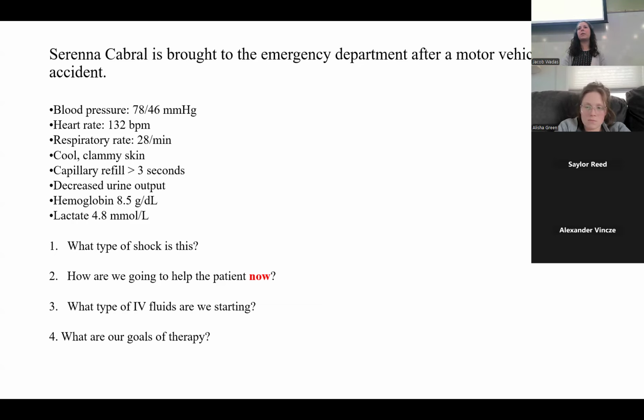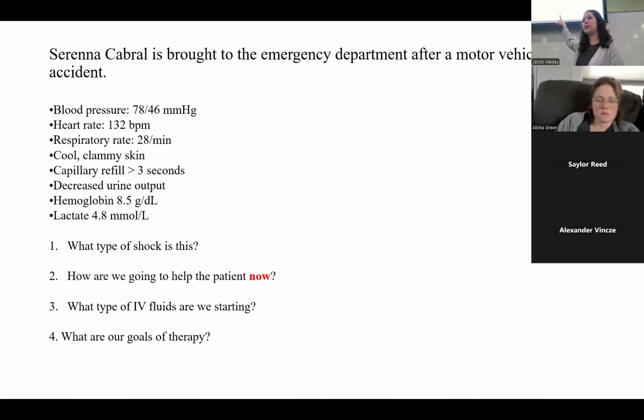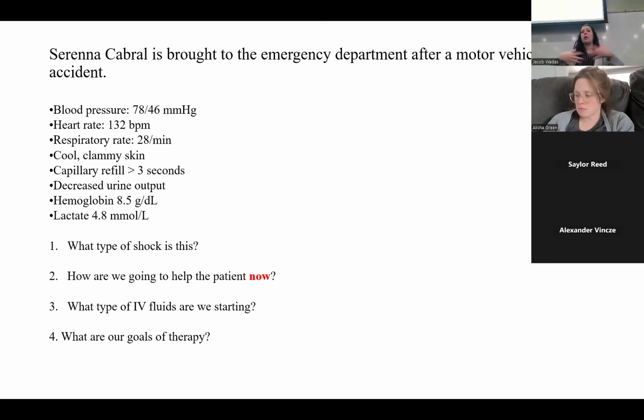So we already did number 1. What's the first thing that we're going to do? How are we going to help this patient now? Fluids. Let's try fluids. And if fluids don't work, then we can consider vasopressors, right? If you just go through the algorithm, assess fluid responsiveness, then consider vasopressors. But I wouldn't just start off with norepinephrine right away. Try the fluids first.